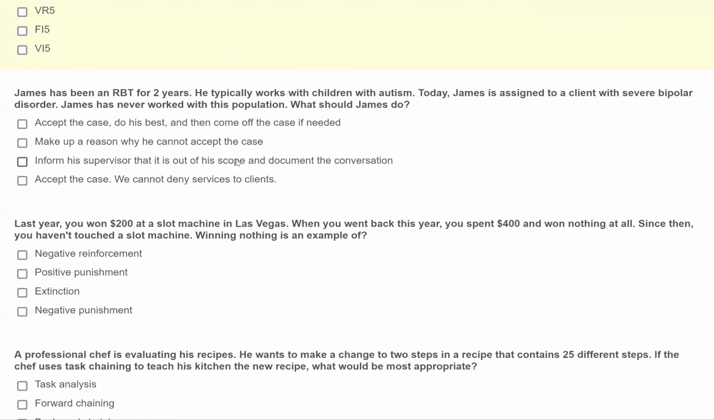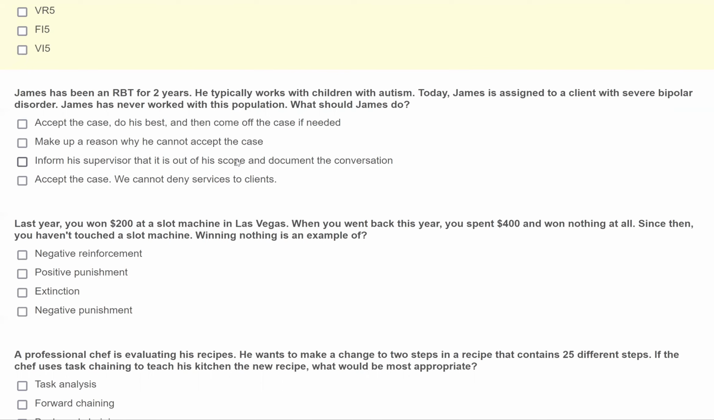When your company informs you that you need to take on a client who's part of a population that you have 0 experience with. Now, we're not talking you work with people with autism. You typically work with 8-year-olds, and now you need to work with a 16-year-old. That's different, okay? Age is one thing. This is a completely different diagnosis entirely, and a pretty significant difference, right? Going from autism, children with autism, to someone with severe bipolar disorder, that involves a very different set of training and skills.